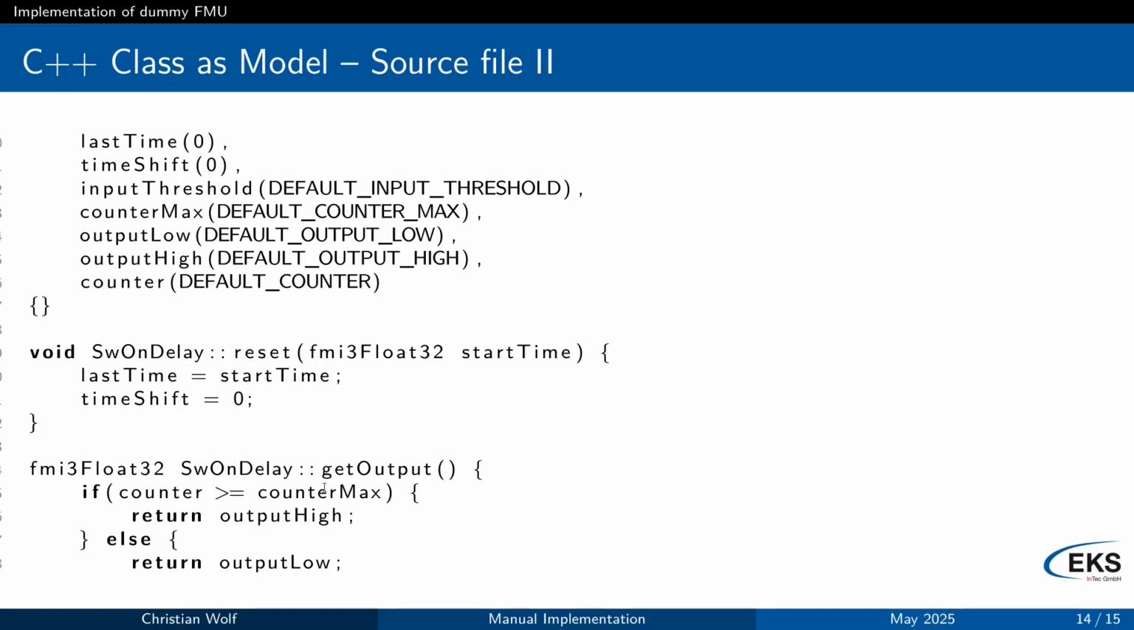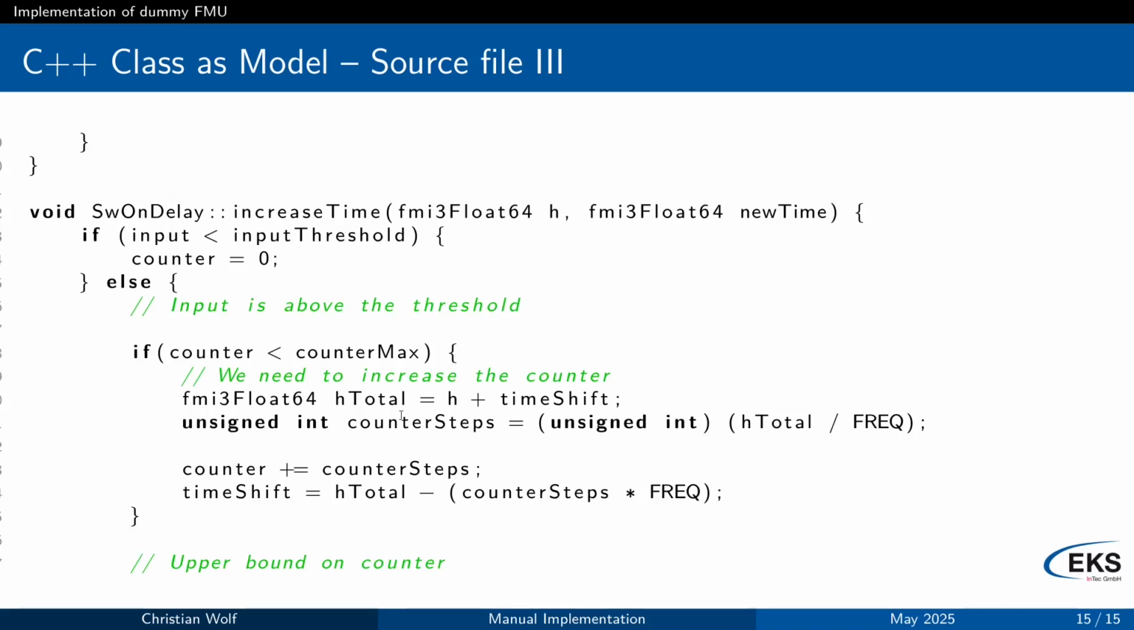And then we have the get outputs. This is just the question: if the counter has already reached the maximum counter value, then it's out high, otherwise it's out low. So these are just the values that we get. Here we come into the increase time function. If the input is smaller than the threshold, the counter is 0 for all time. It's all fine. We don't have to think about it.